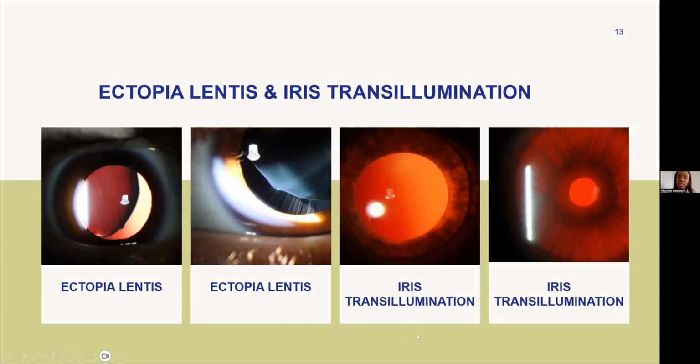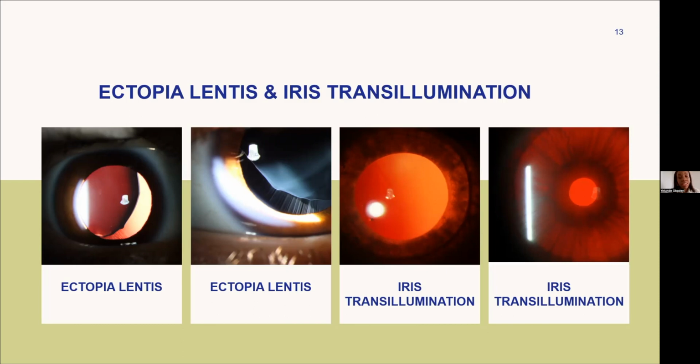Iris transillumination, this is a picture of iris transillumination. It's quite marked here, but it's often very subtle. This is where there's loss of the iris pigment epithelium, so light passes unobstructedly through the parts of the iris that have lost the iris pigment to the retina. Usually light should only pass through the pupil, but because of the defects in the iris, you can get glare.